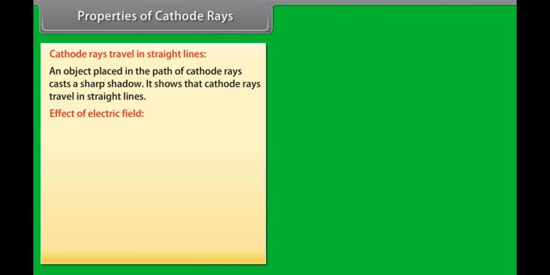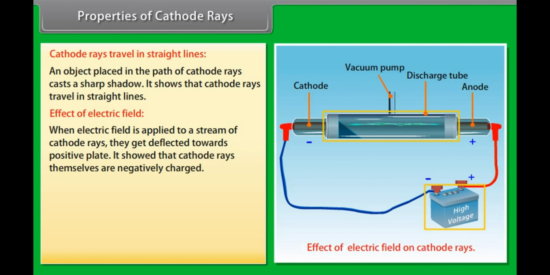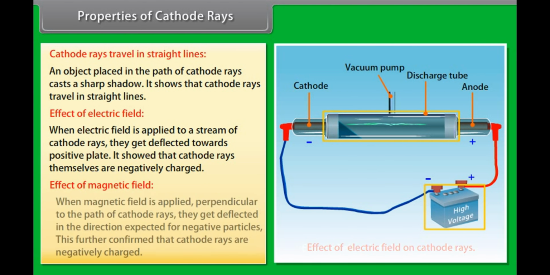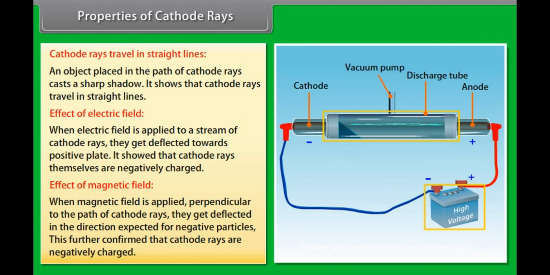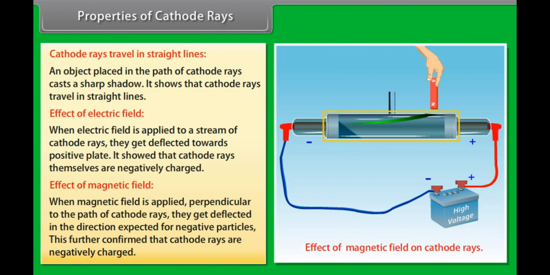Effect of electric field. When electric field is applied to a stream of cathode rays, they get deflected towards the positive plate. It showed that cathode rays themselves are negatively charged. Effect of magnetic field. When magnetic field is applied perpendicular to the path of the cathode rays, they get deflected in the direction expected for negative particles. This further confirmed that cathode rays are negatively charged.